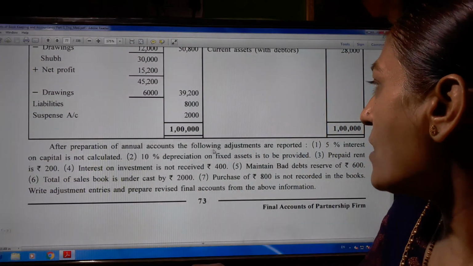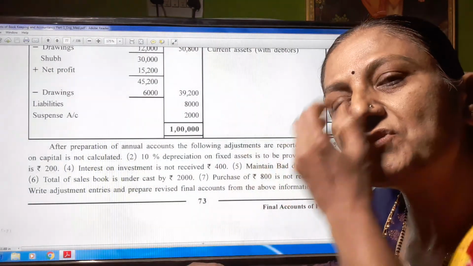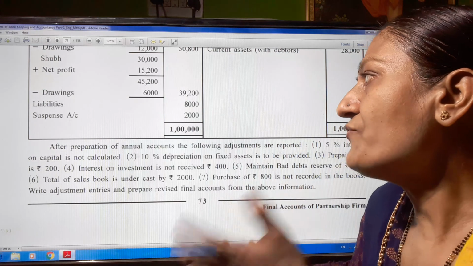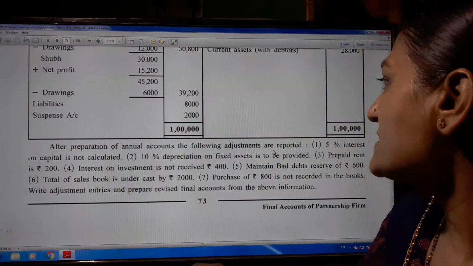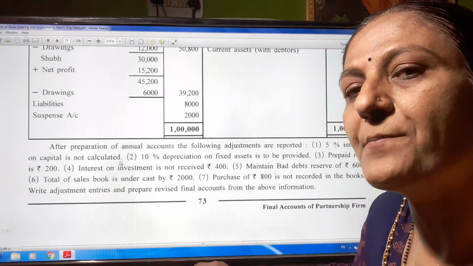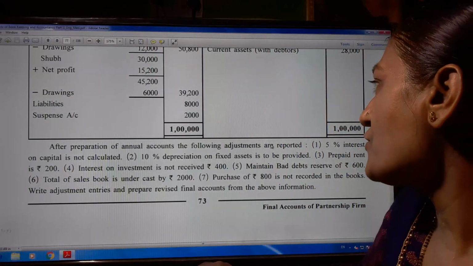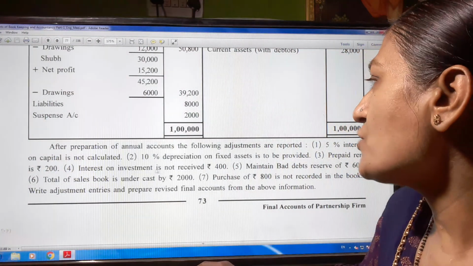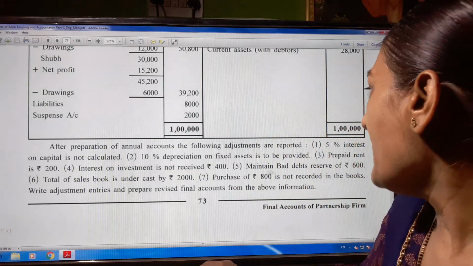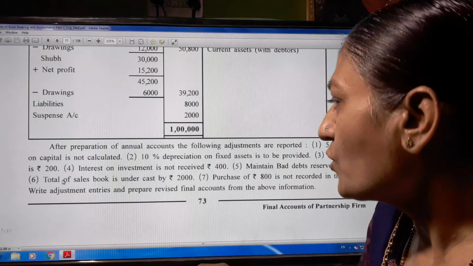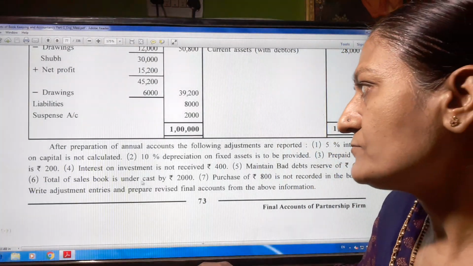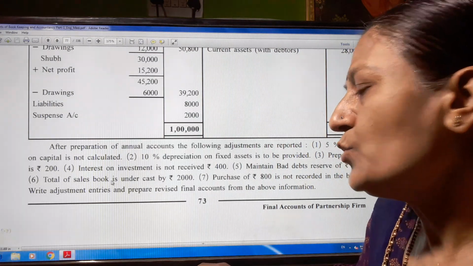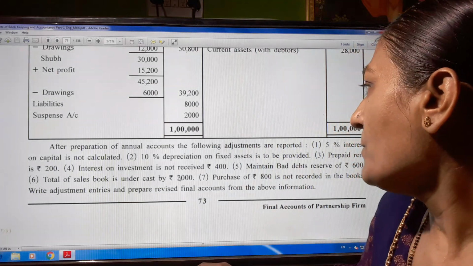After preparation of the annual accounts, the following adjustments are reported. This is the question part. After preparation of the full profit and loss account and balance sheet, they found some adjustments. First one, 5% interest on capital is not calculated. 10% depreciation on fixed asset is to be provided. Prepaid rent is rupees 200. Interest on investment not received, rupees 400. Maintain bad debt reserve of rupees 600. Total of sales book is undercast. When there is an undercast, it means the sales book value is calculated less by rupees 2,000.